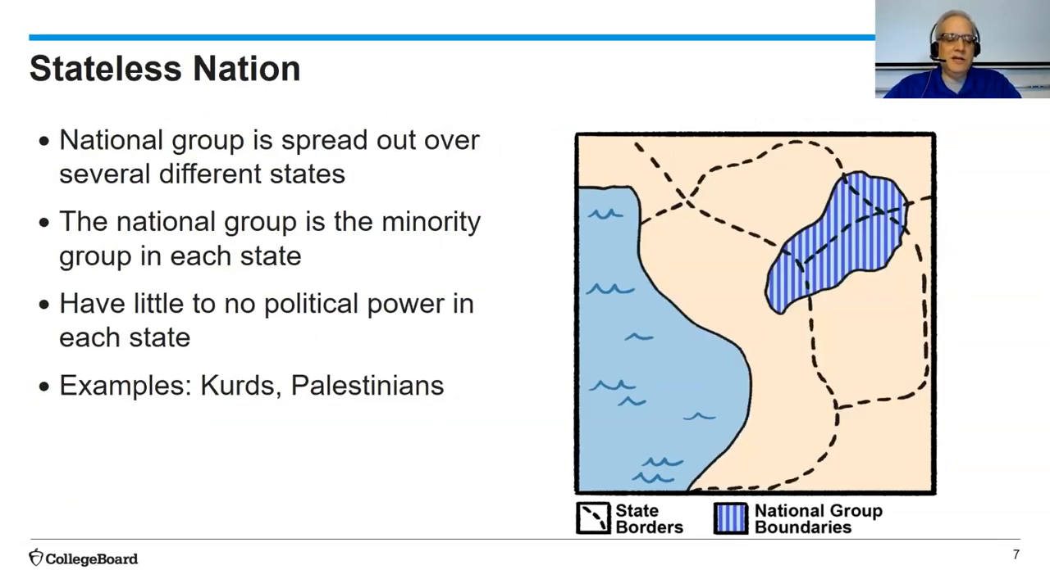A stateless nation is a national group that's spread out over several different states. So, what this really means is that you have a group of people where they are a minority group in each state where they reside. This means that they have very little political power in each of those states. And as a result, they're not able to organize or even try to become a nation state themselves. Best examples of this are the Kurds who live in the Middle East and Palestinians who also live in the Middle East.